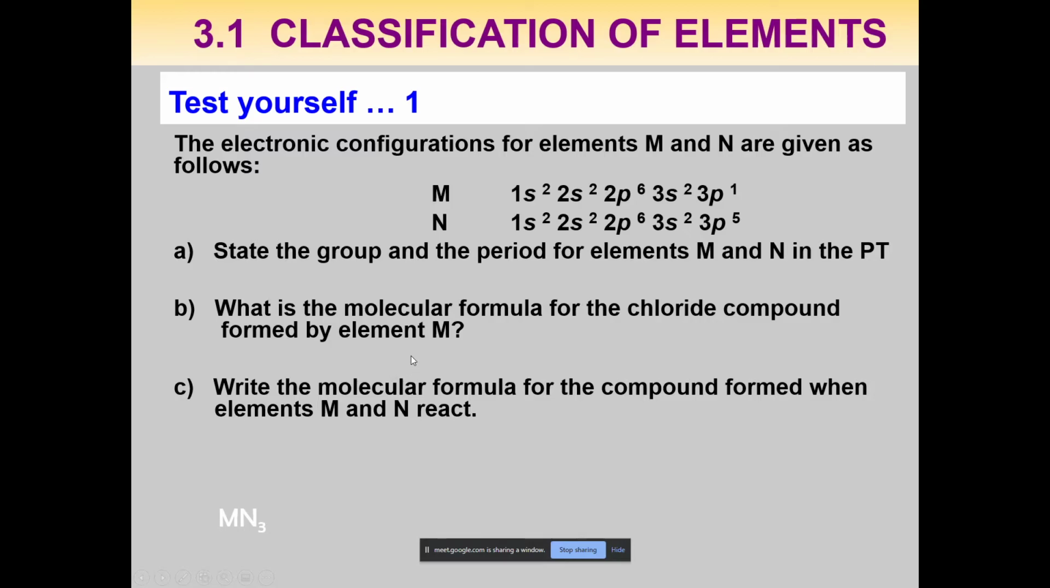Okay, try to do this. State the group and the period for element M and N. Try A, B and C first. I give you 5 minutes. Okay, try to figure it out. And then I'll come back because I need to go to the toilet. Wait a moment.